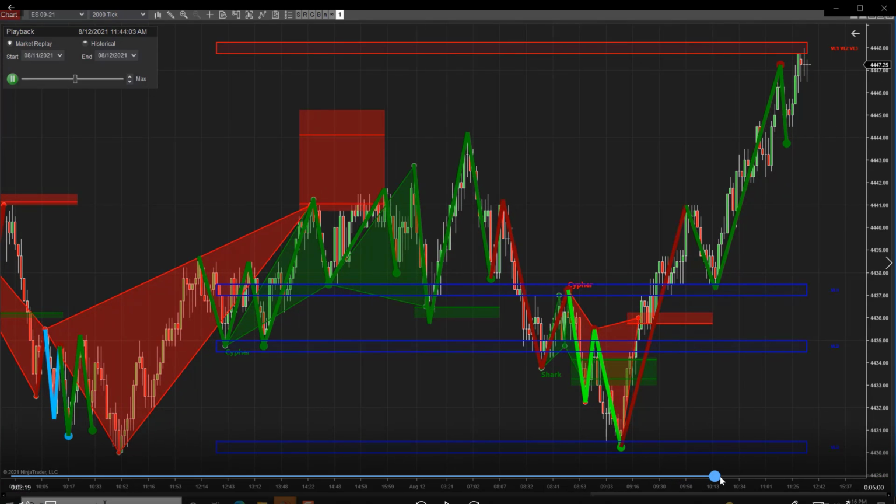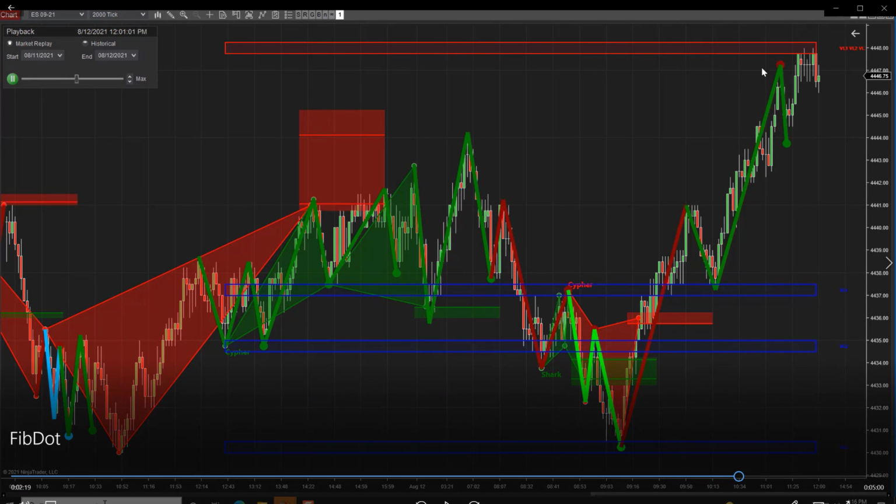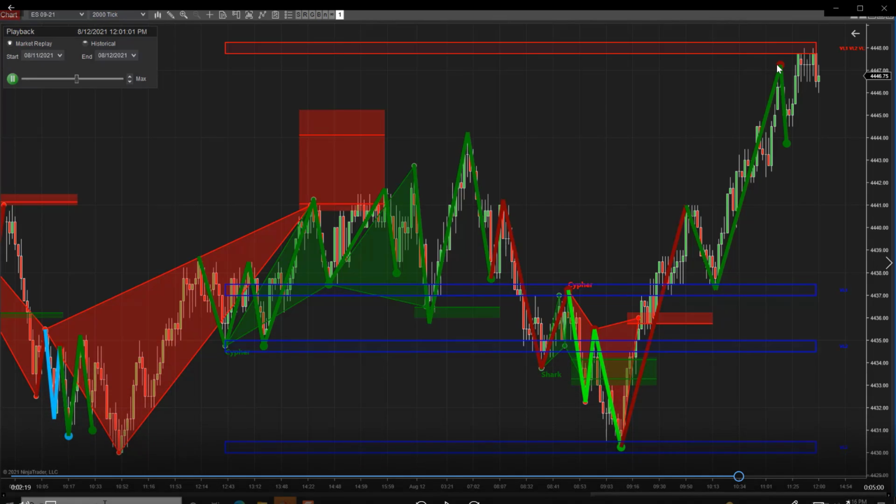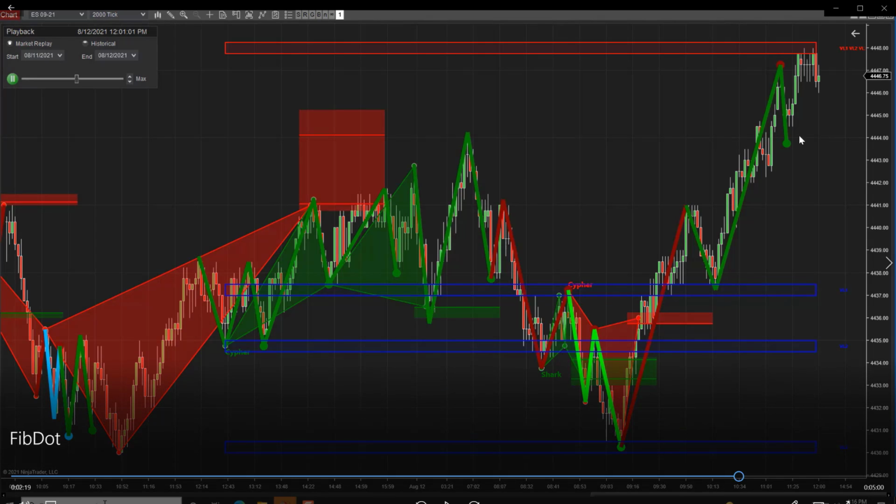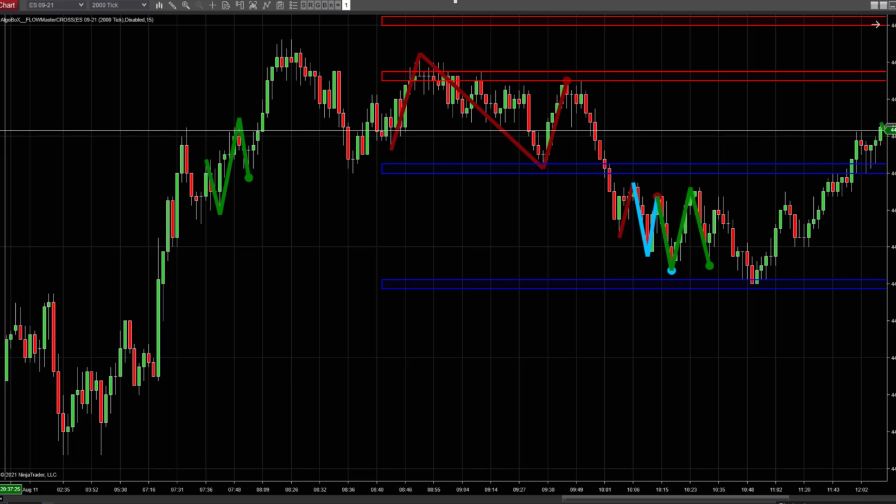To do that, I'm breaking the rules, and the first rule of AlgoBox is you trade the system as intended, and the second rule of AlgoBox is you trade the system as intended. But to make things simple, I've stripped away the system, and I'm running the Fib Elliott dot on the chart that I grew up with, which is the 2000 tick chart. This chart is from August 11th.